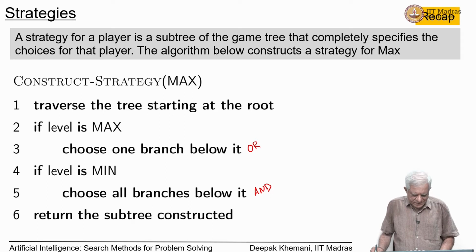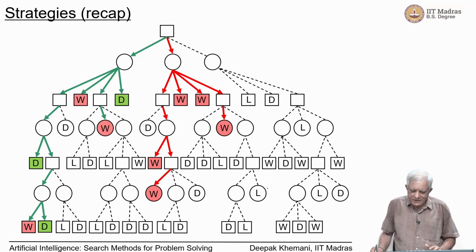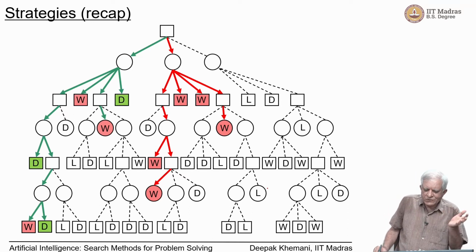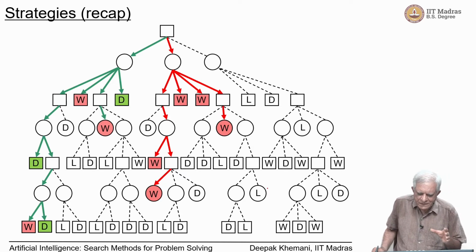So, this is an algorithm for constructing a strategy, and then we looked at two strategies here. One is in red, one is in green. These are strategies for max. As you can see, at the top level there is only one edge we have selected for max. In the red strategy it is a middle edge, and then at the next level we have selected all, because we do not know what min will play, and so on and so forth. So, we traverse this entire tree constructing these two strategies. Let us call one the red strategy, and the other the green strategy, based on the color of the edges.